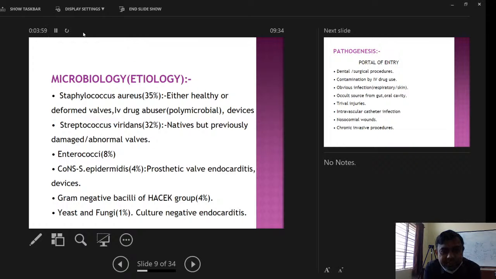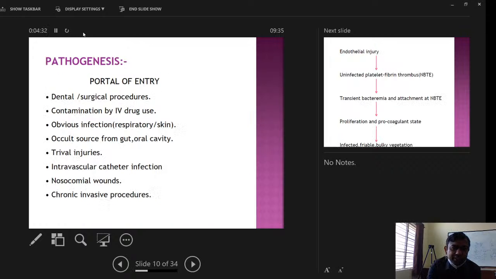The most common organism causing infective endocarditis is Staph aureus. Staph aureus affects either healthy or deformed valves, IV drug abusers or devices. Then Streptococcus viridans, that is native but previously damaged or abnormal valves. Enterococci, then coagulase-negative Staphylococcus, Staph epidermidis, which is seen in prosthetic valve endocarditis and devices. Then gram negative bacilli, HACEK group of bacteria, and yeast and fungi. This is very rare. It causes culture negative endocarditis.